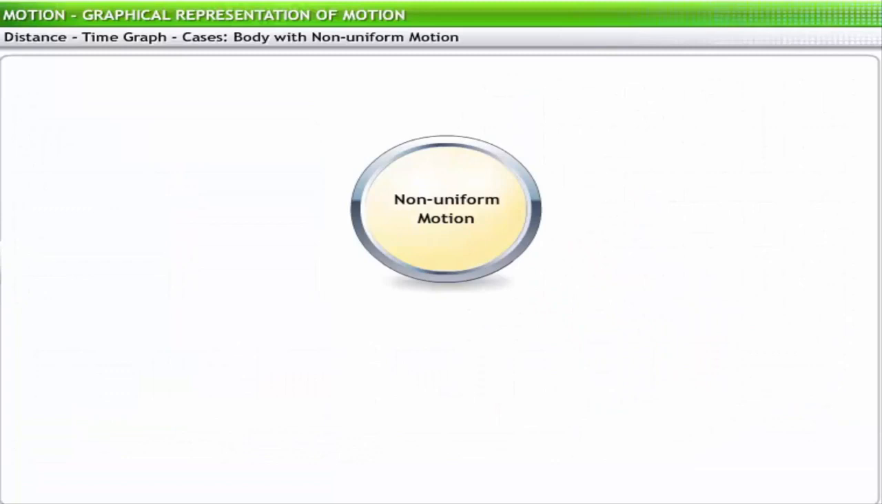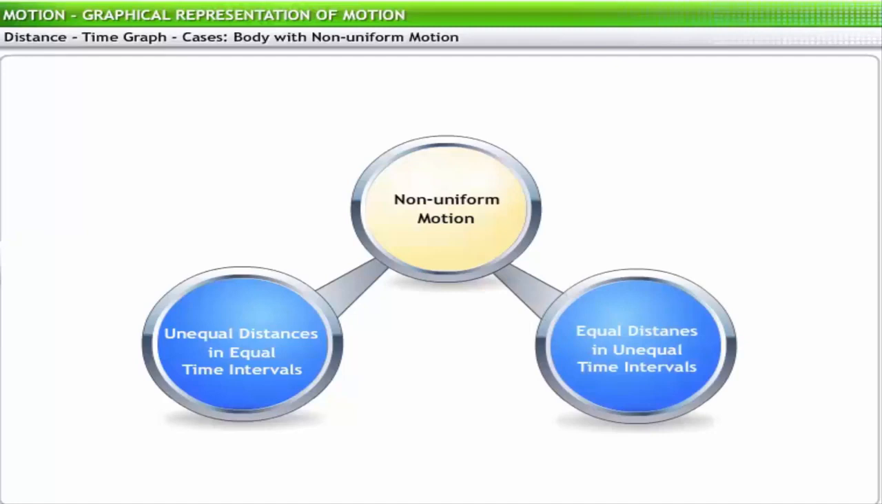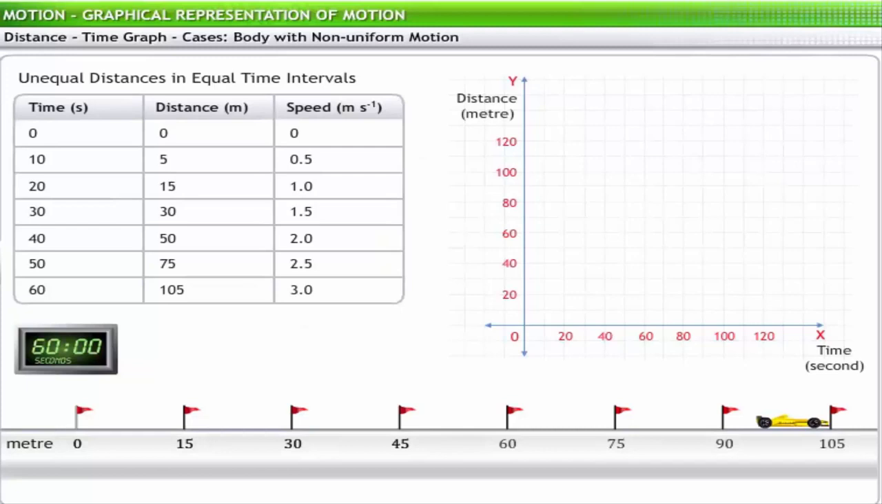When a body exhibits non-uniform motion, it travels either unequal distances in equal intervals of time or equal distances in unequal intervals of time. For example, the table gives the position of a body at different instances of time. When we plot the distance-time graph for the data given, we observe that the distance-time graph for a body having non-uniform motion is a curve. Let's analyze this data further.